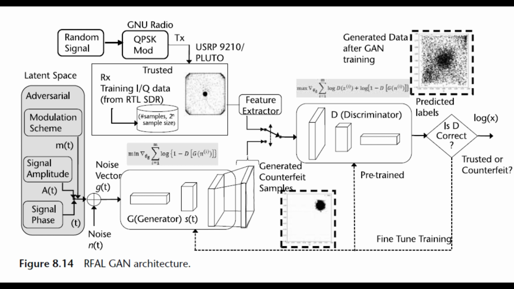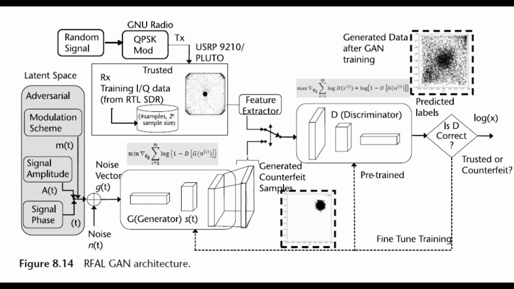Step 3. Reception and training data collection. Print: Step 3. A trusted receiver collects IQ data from an RTL SDR for training purposes. Print: This data consists of complex samples representing the transmitted signals in the IQ plane. Step 4. Latent space and adversarial components. Print: Step 4. The latent space consists of the modulation scheme, signal amplitude, and signal phase. Print: These components feed into the adversarial process.